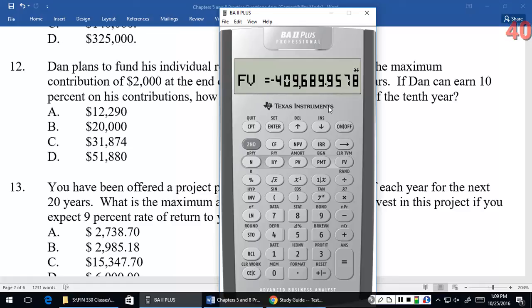All right, now remember, if you're dealing with monthly payments, even though you change your calculator to 12 payments per year, you have to multiply the years times the months. Okay, so 10 times 12, which is 120.